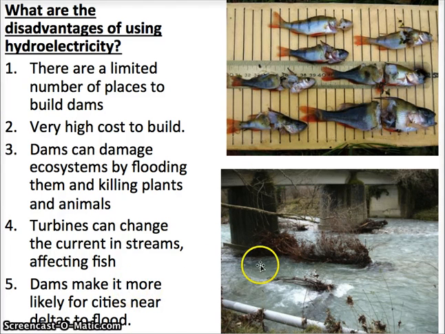And dams make it more likely for cities near deltas to flood. So this is just a picture of a flooding near a dam. And that's because dams hold up a lot of water, and when it rains, it causes more floods.